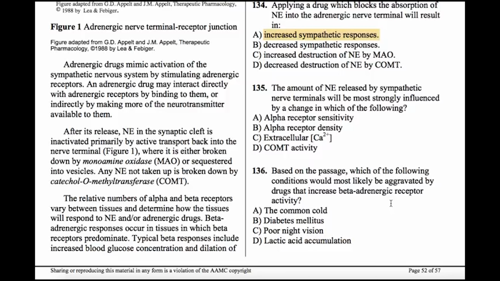B says alpha receptor density. Okay, so these two things are kind of distractors. The question is not asking about how you can modulate the sympathetic response. It's asking about the amount of NE released, not how much of it acts, how much of it is released. Do you understand what I'm saying?